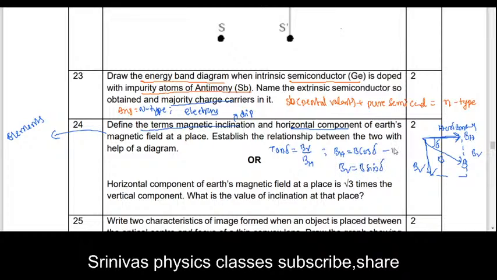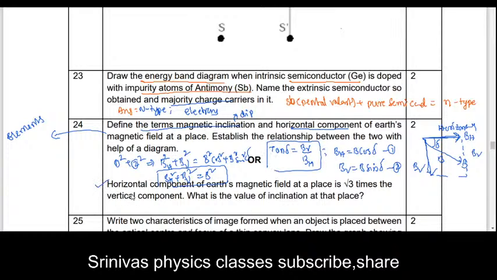If you square and add, BH square plus BV square, you will get B square cos square delta plus B square sin square delta. Then the answer is B square. So BH square plus BV square equals B square. These are the two formulas.